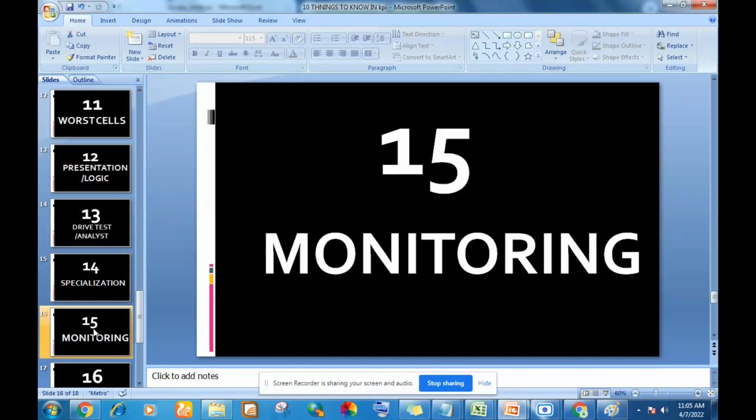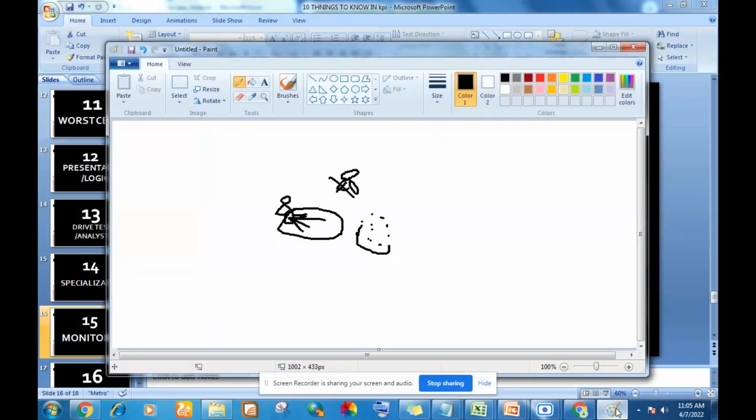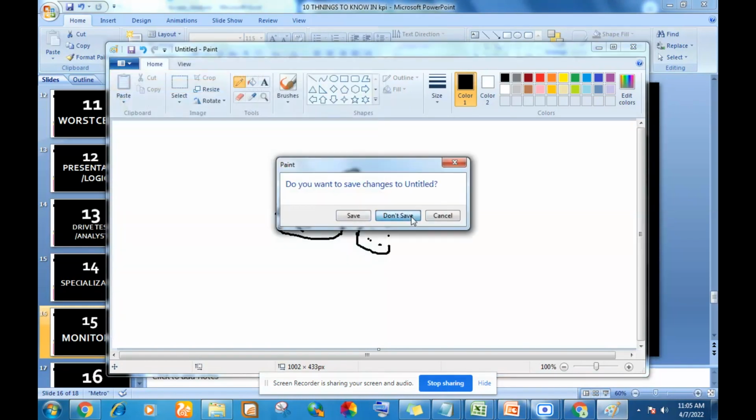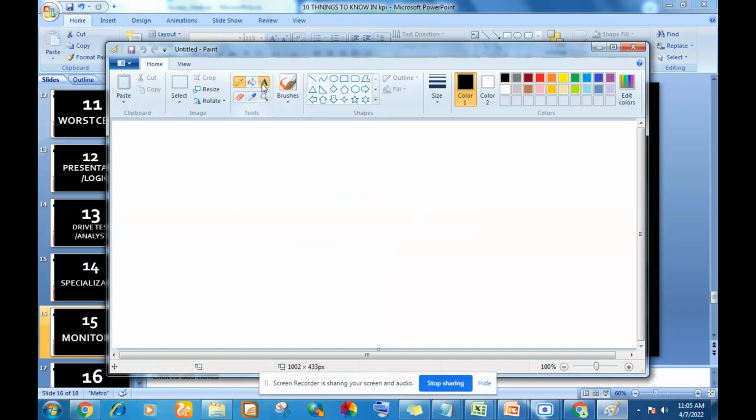Number 15, monitoring. It is one thing to optimize and implement your recommendation, and it is another thing to make sure you monitor. Because if you don't monitor, you can bring down the entire network based on your implementation. This is a 100% KPI.